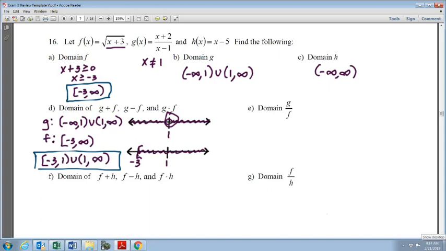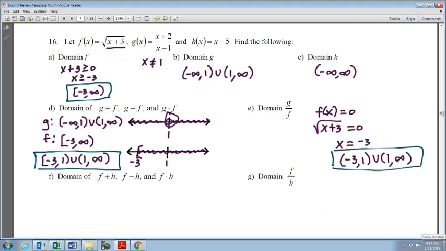Now for E, the domain will be the same. We're still working with G and F. The only thing is if F is 0, then we'd be undefined. So we want to set F equal to 0. That'd be the square root of x plus 3 equal to 0. Now this is going to be 0 whenever x is negative 3. And so that's my solution there. So that's another restricted value. X can't be negative 3 because then our denominator would be 0. So we're going to take the domain that we had for part D, and we just need to make sure negative 3 is not in there. Well, notice it currently is, so all we need to do is put a parenthesis by the negative 3, and now we're good.